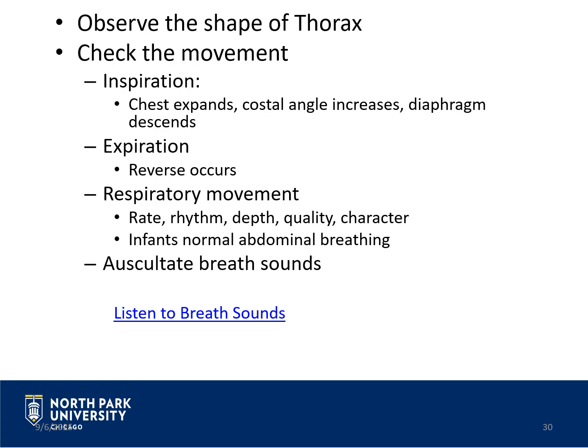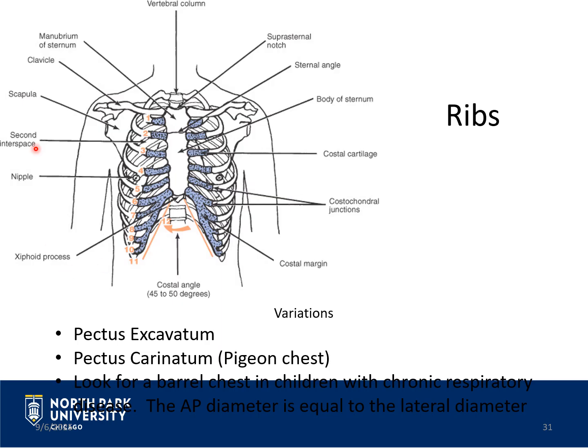So we're looking at the chest. The movement, do both sides move symmetrically, the rate, rhythm, depth, and here's a little app site you can go to listen to breath sounds. The ribs, we're looking to see how the ribs are aligned. We're looking for barrel chests, and that's particularly in patients with chronic lung disease, cystic fibrosis, asthma, things like that. And pectus excavatum, pectus carinatum are different variations that you're going to see in the sternum.